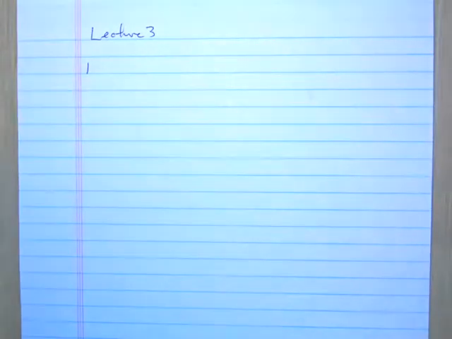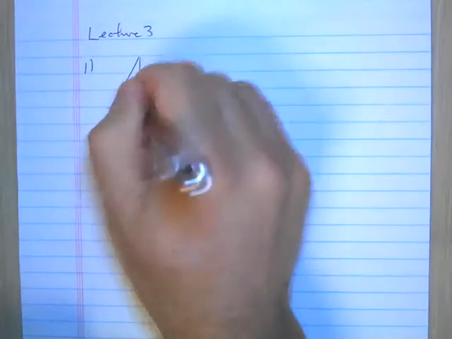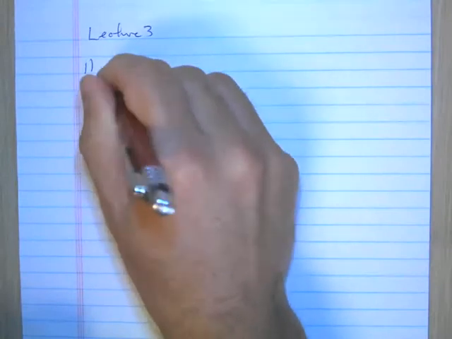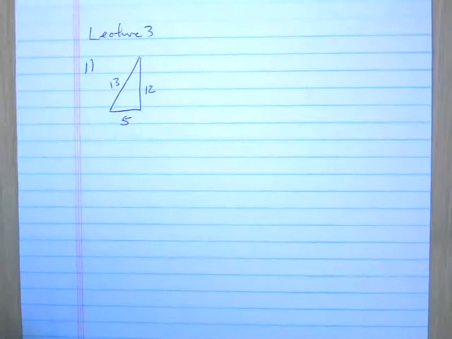Okay, let's work out these quiz problems from Lecture 3. So number 1, a right triangle has sides 5, 12, and 13. The smallest angle of the triangle is nearest... So we'll draw a triangle here that's got 5, 12, and 13.